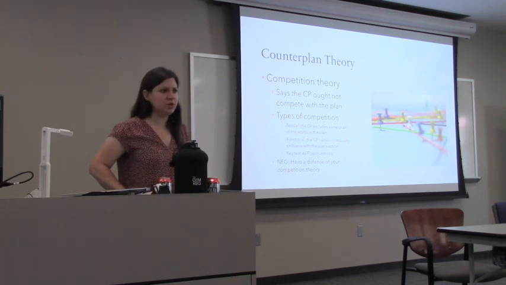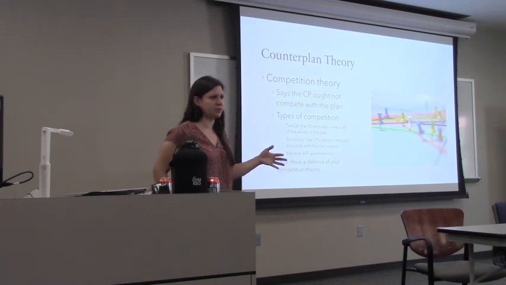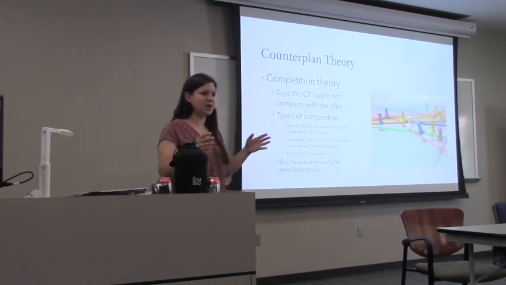Functional competition is sort of the idea of textual competition, excluding some or all of the words in the plan, means that the permutation, or the idea of doing both the plan and the counterplan, is impossible, because you can't both do a thing and then do a thing that does not include that part of it.